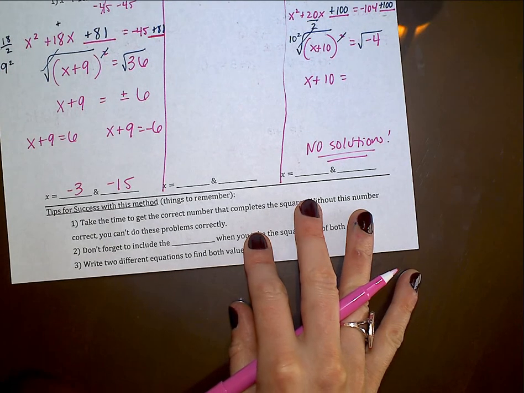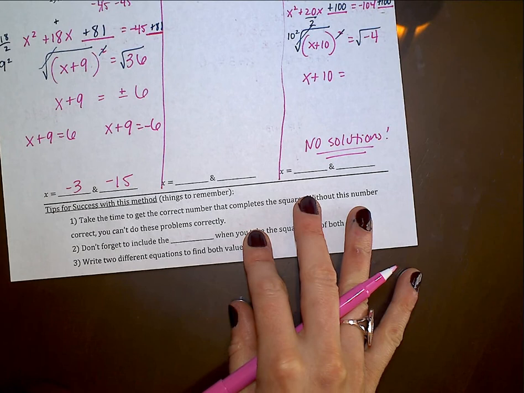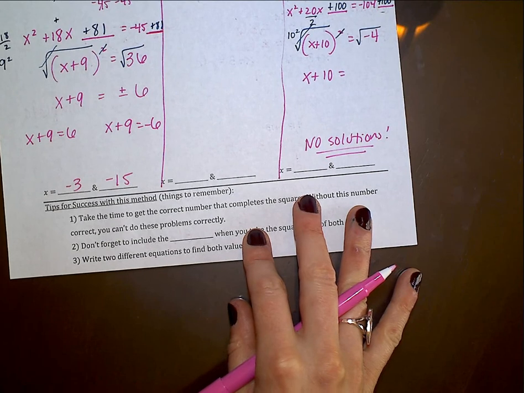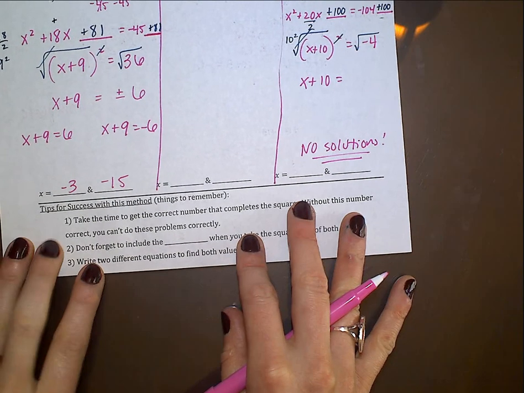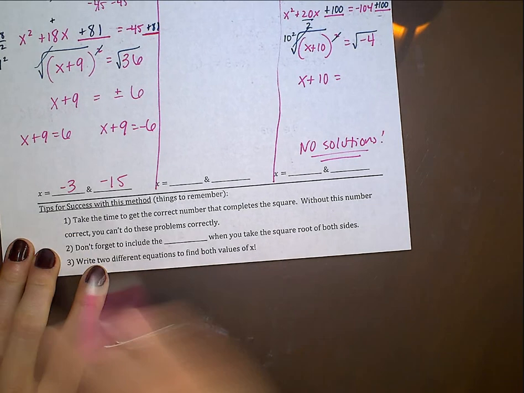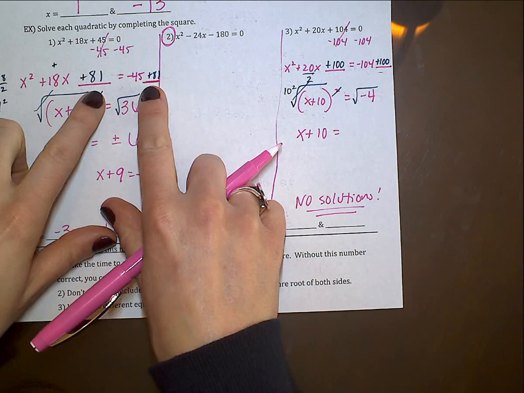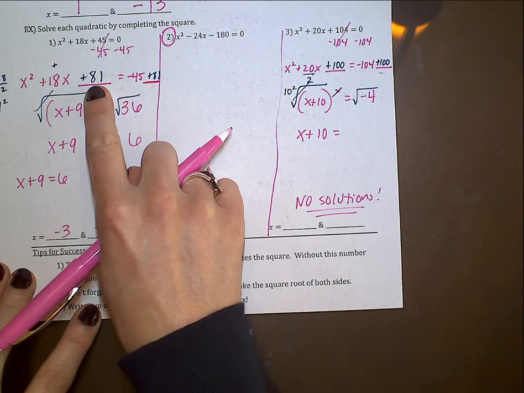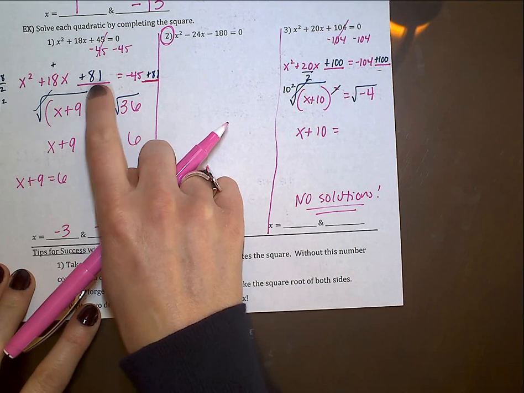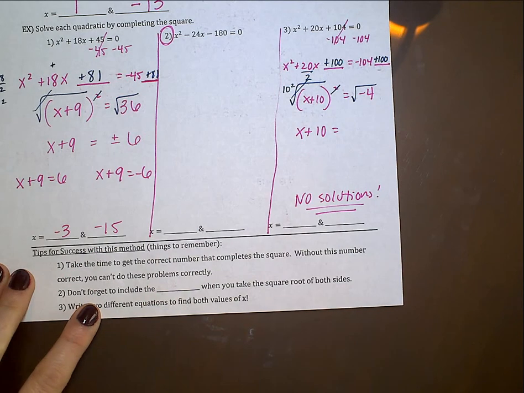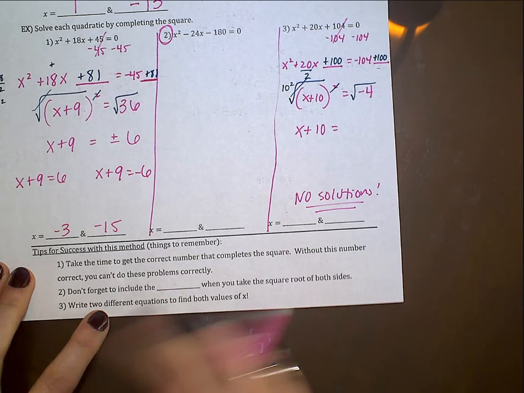Okay, so we got some tips down here at the bottom, people. Things to remember. You want to have these notes handy when you start practicing this on your own. So first tip. Take the time to get the correct number that completes the square. It's like how I got 81 and 81. Take your time getting that number. If you mess that number up, you will never be able to get the correct answer. So be careful there.